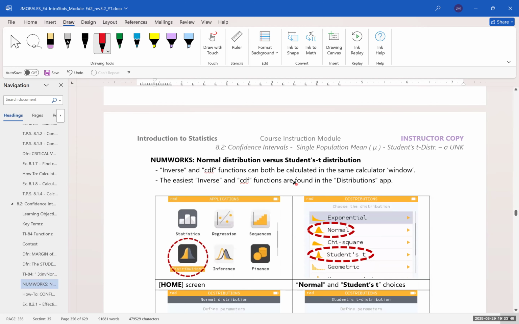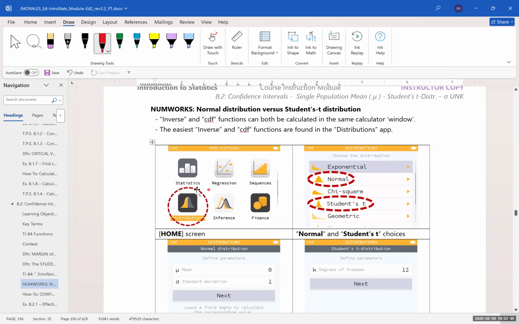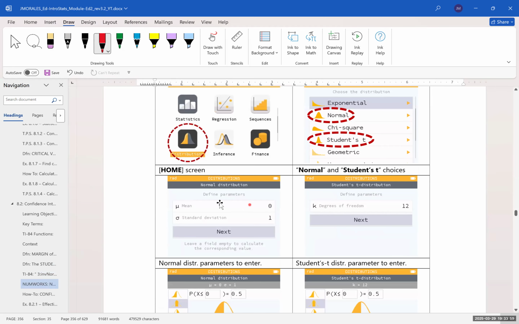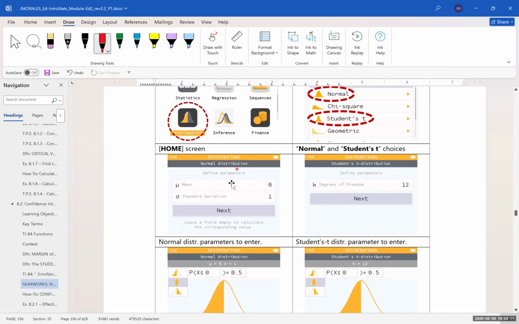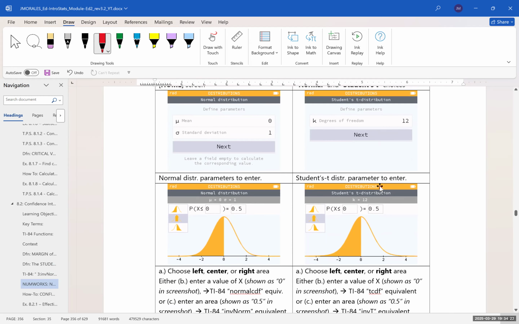On the NumWorks calculator, you go in the distributions app, and instead of choosing the normal distribution, you just go a couple options down to the student's t distribution. This is what the normal distribution screen looks like. After you choose student's t, it's just going to ask you for degrees of freedom.